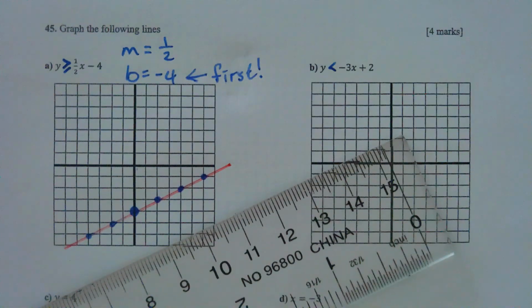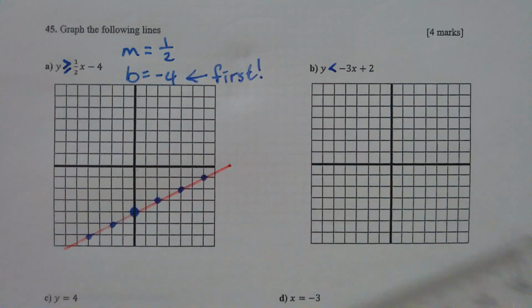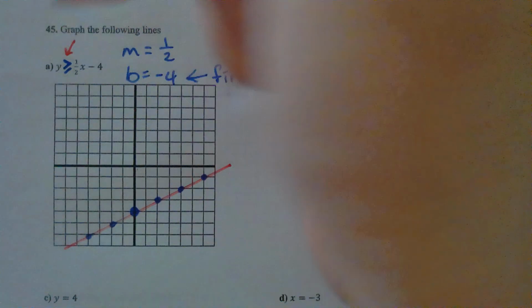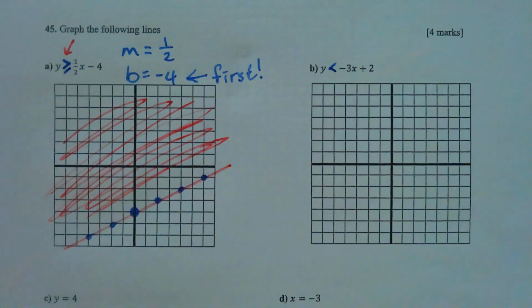Done? Why not? Margaret? It's an inequality. So should I shade it above or below? Above, because it's greater. So that means I shade it above it.